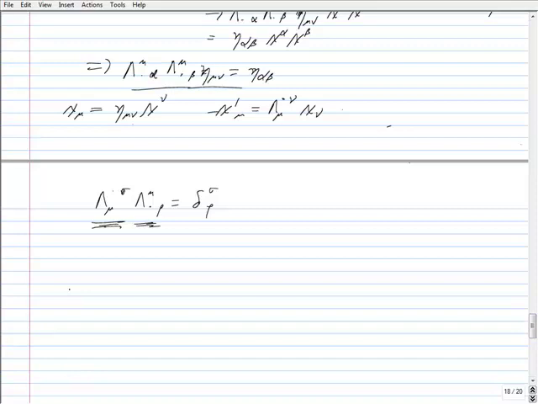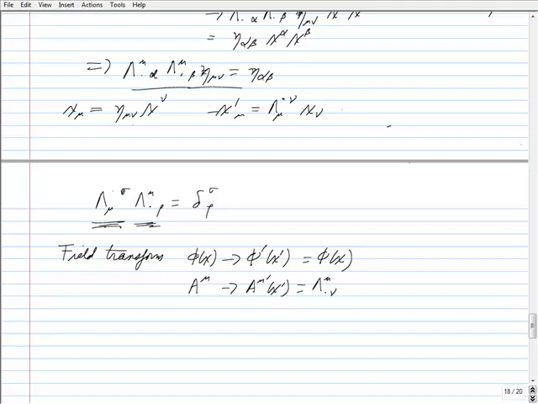So fields transform the same way. Fields transform as, so phi of x goes to phi prime at x prime, which is phi of x. So that's a scalar field transformation. Phi prime at the transformed coordinate is this same number as phi of x, and a vector field A^mu goes to A^mu prime at x prime, which is then Lambda^mu_nu A^nu at x. So its components transform.